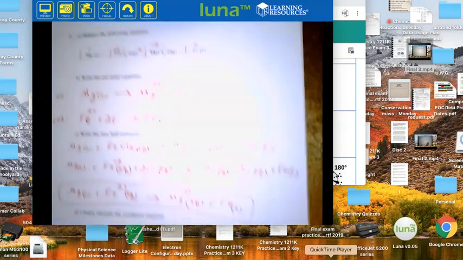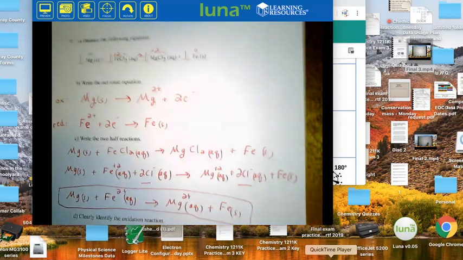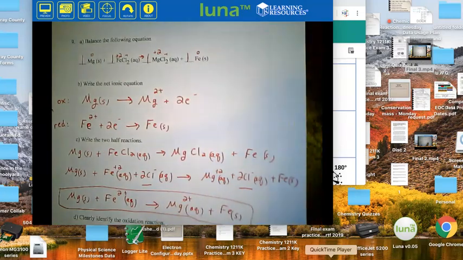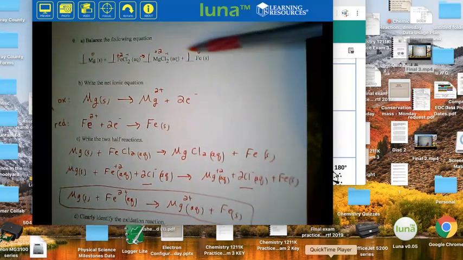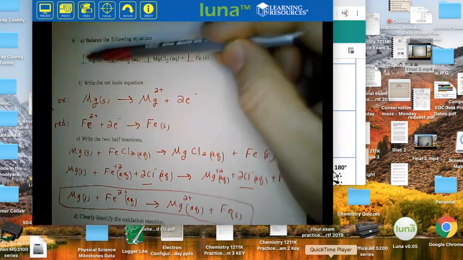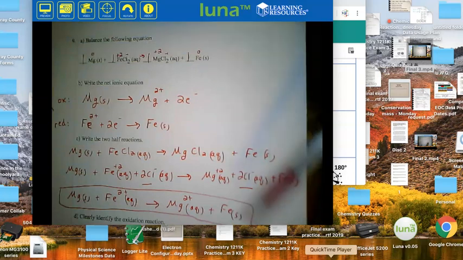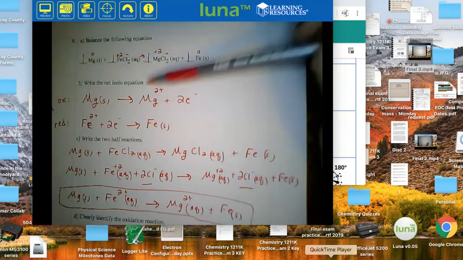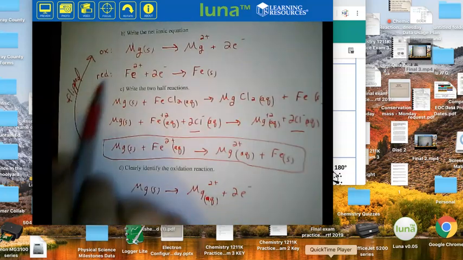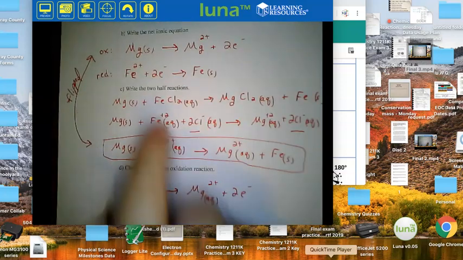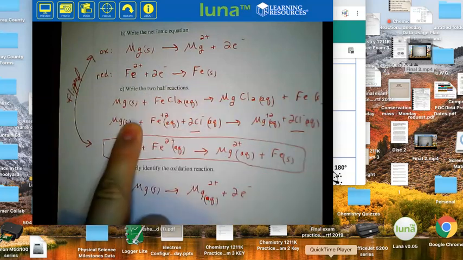All right, number 9 here, it's asking us to balance the equation. Here we have 1 iron on each side, 2 chlorines, and 1 magnesium. So it's already balanced. It says write the net ionic equation. Here I kind of flipped it around on you. I put it in the wrong spot. So here is the net ionic equation.